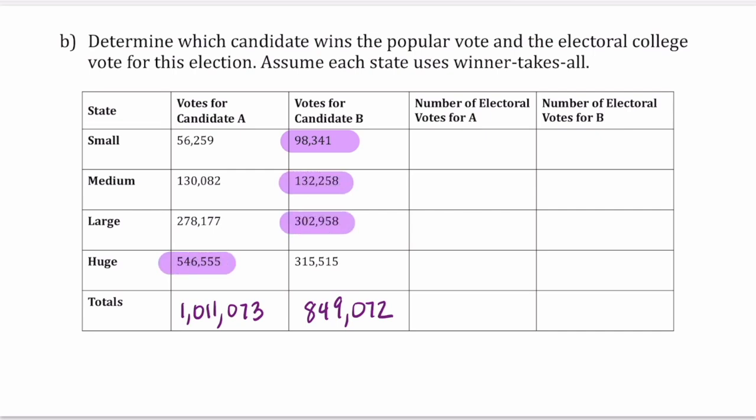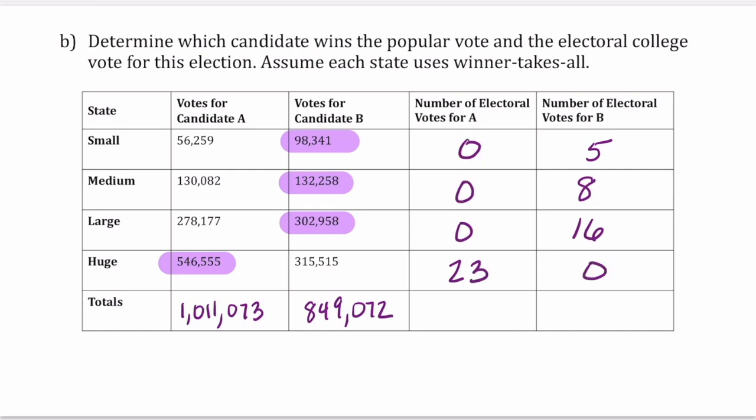Looking at candidate A versus candidate B with winner takes all, candidate B will receive all 5 votes. For medium, we can see that candidate B, once again, will receive all 8 votes. Candidate B also won the majority votes in large state, giving them all 16 votes. And candidate A won the majority votes in huge state, so they will receive all 23 votes. Since it's a winner takes all, the other candidate gets 0 in each of those states.